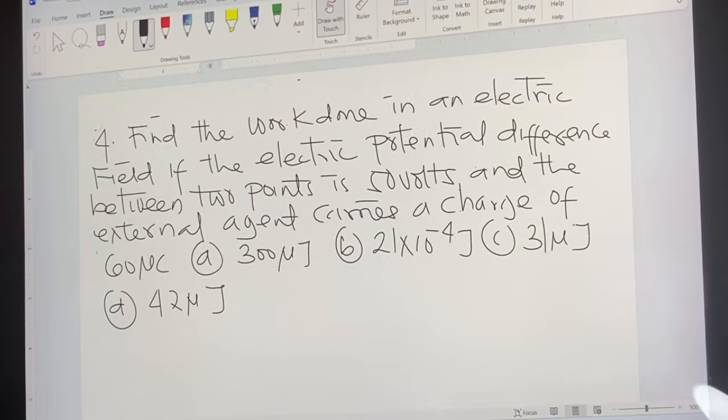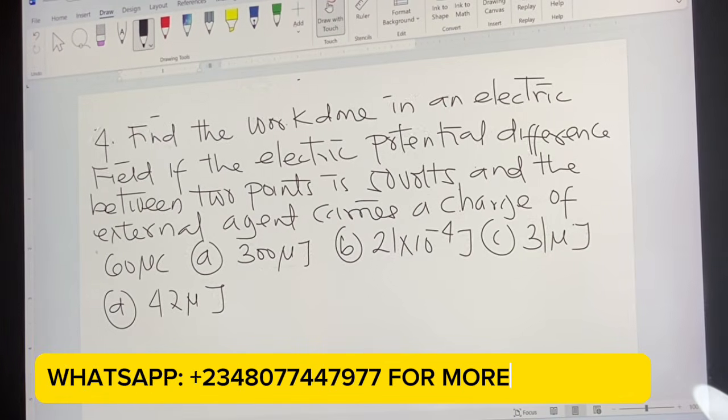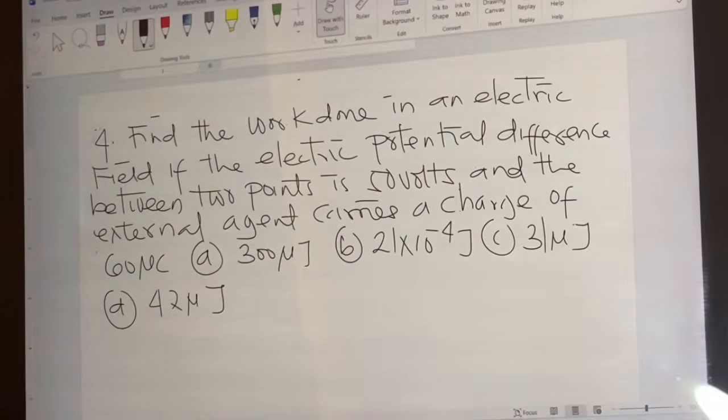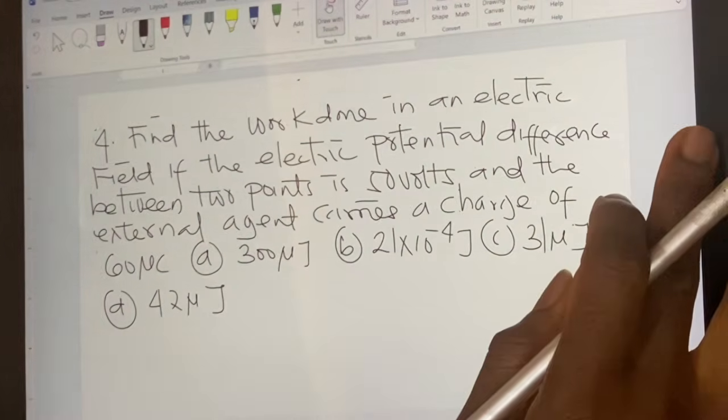Let's solve question 4 here. Please write: Find the work done in an electric field if the electric potential difference between 2 points is 50 volts and the external agent carries a charge of 60 microcoulomb. We are given options here.